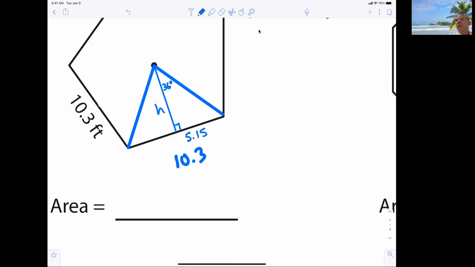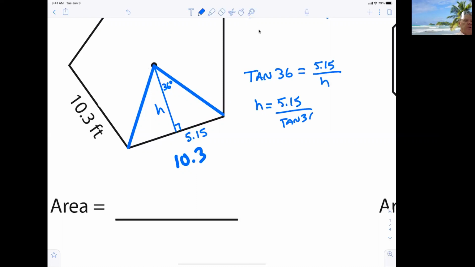So someone tell me the formula I'm going to use to find the height. Tangent of 36 equals. Thank you so much. That is exactly correct. Tangent is opposite over adjacent. So now my height is 5.15 divided by the tangent of 36.